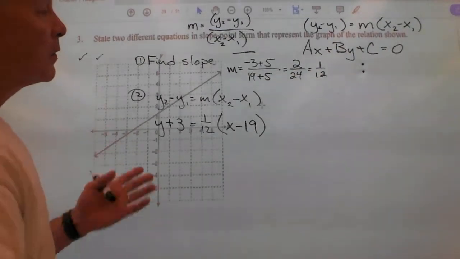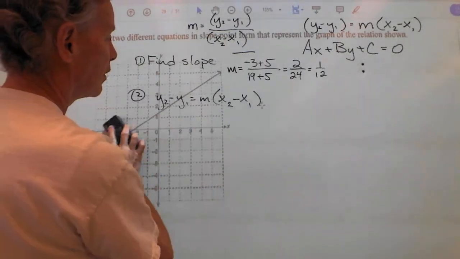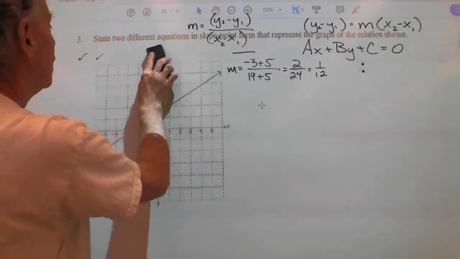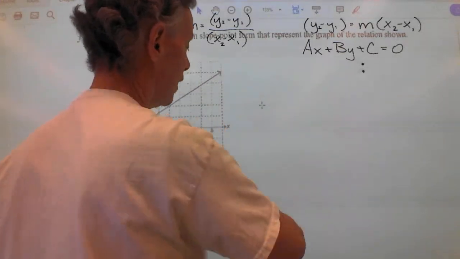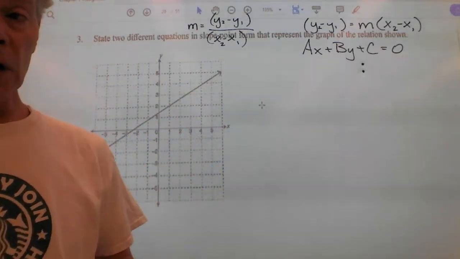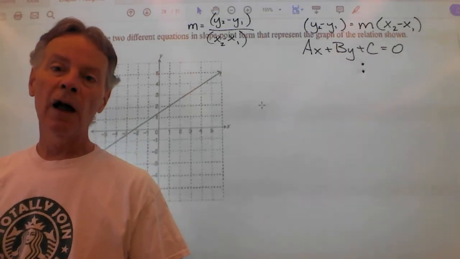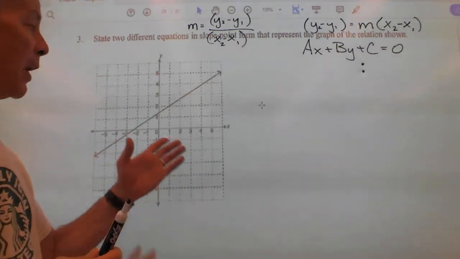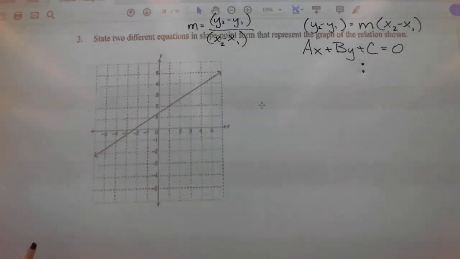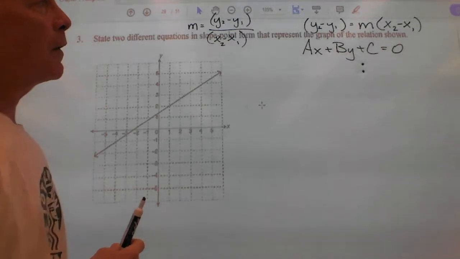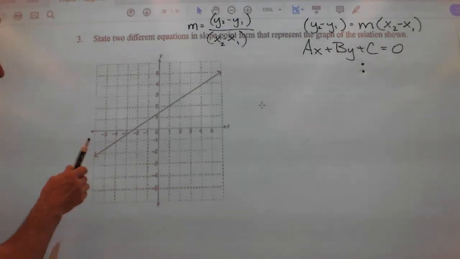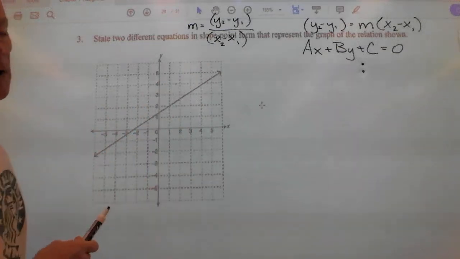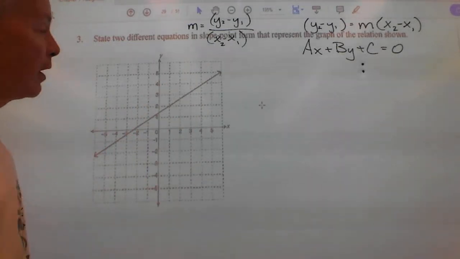Now, this is what I was getting at when I said earlier that you can come up with different looking slope point form equations that describe the same line, depending on which point you choose. Okay? So this one says state two different equations in slope point form that represent the graph of the relation shown. So if we choose different points on this, we will get different looking equations.